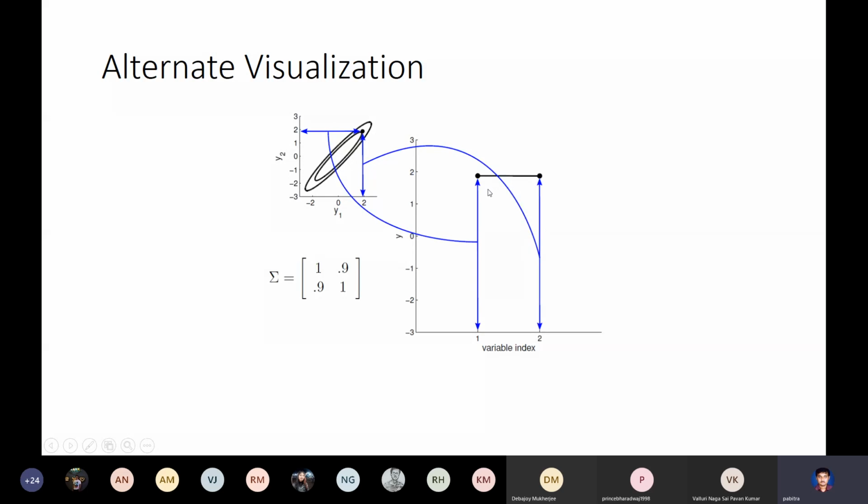So in effect, I will get a set of points, as many points as the number of variables, the dimension of the data. So many points I get. And what I do is that I join these two points by a straight line.